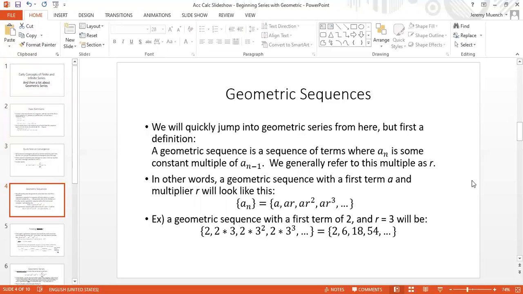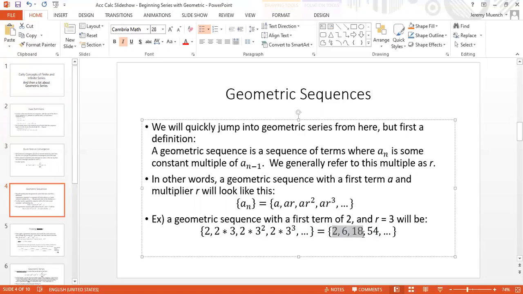Each piece of this is 3 times the previous piece, right? 54 is 3 times 18. 18 is 3 times 6. 6 is 3 times 2. If there was something before 2, it would have to be 2/3. If there was something before that, it would have to be 2/9, right? But if there's not, the sequence starts at 2, but that would be the idea. So yeah, this is what a geometric sequence is. It's just a sequence where each term is a constant multiple of the term before it.